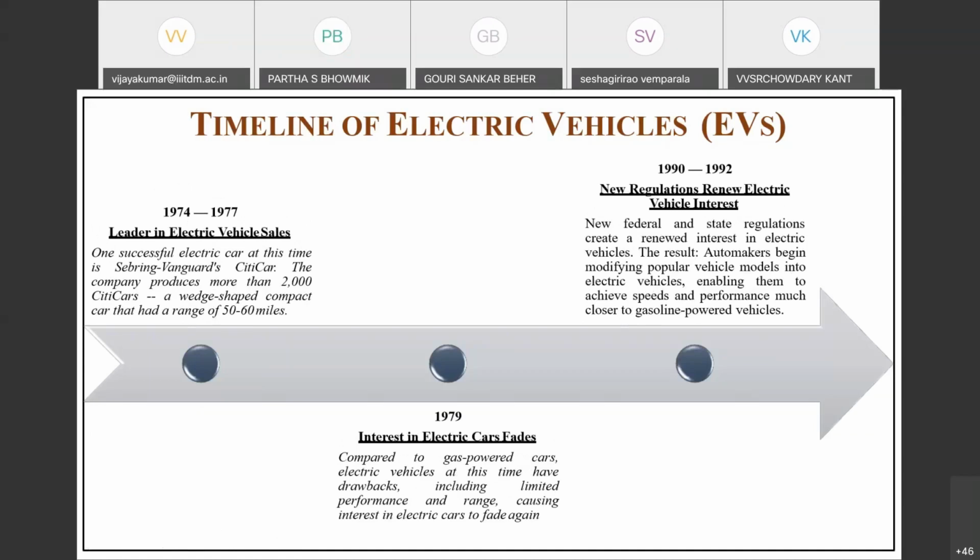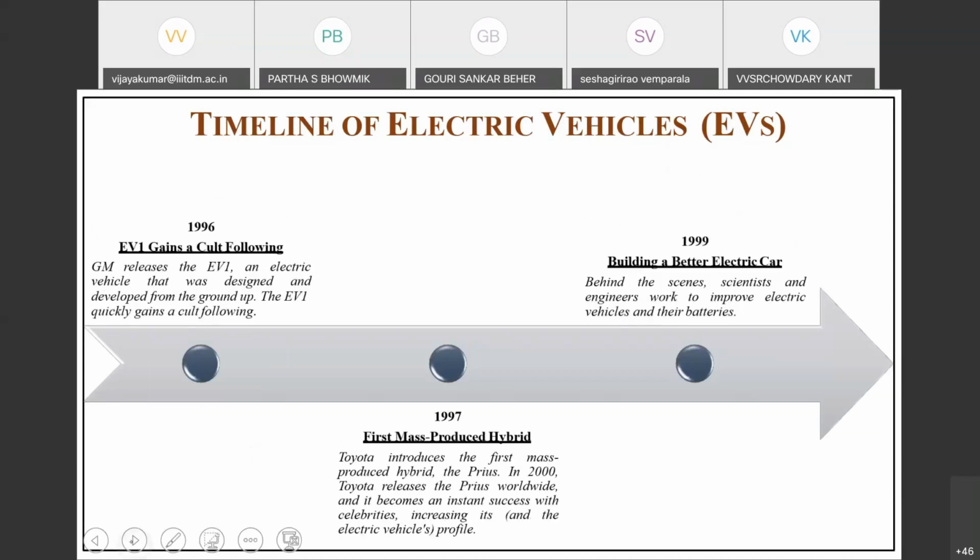Then afterwards they came up with IC engines and all. Then a lot of vehicles were rolled out based on these IC engines. Then afterwards, due to policy, people shifted to alternative energy sources.